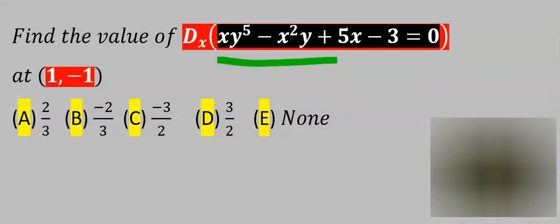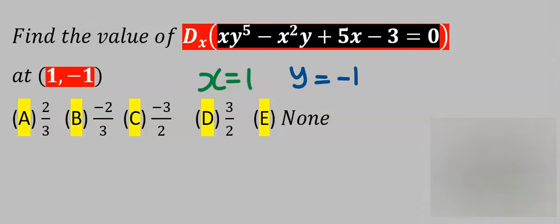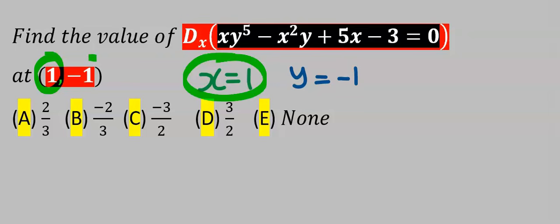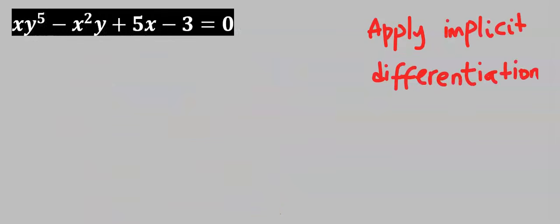Let's find the derivative of this function. When you have obtained the answer, you're going to substitute for x is equal to 1 and y is equal to minus 1. To solve this problem, let's apply implicit differentiation.